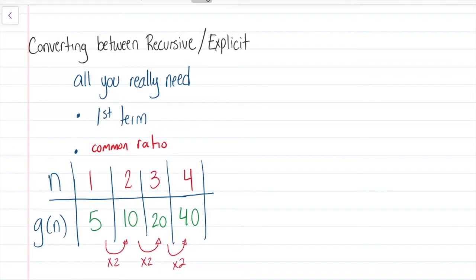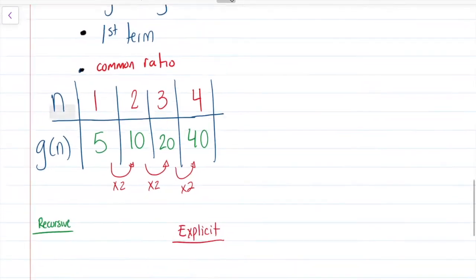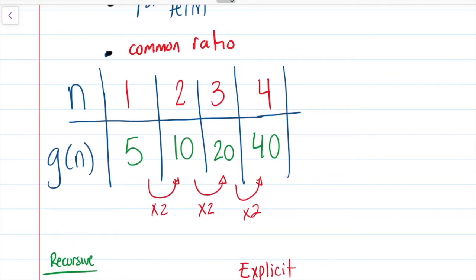So finally, just to finish off the geometric sequences, when you're doing recursive or explicit forms, you basically need the same two things. You need the first term and you need the common ratio. Looking at this table, you actually already have your first term. Look, n is always the term number, and so when my term is 1, my actual number is 5. So my first term is 5.